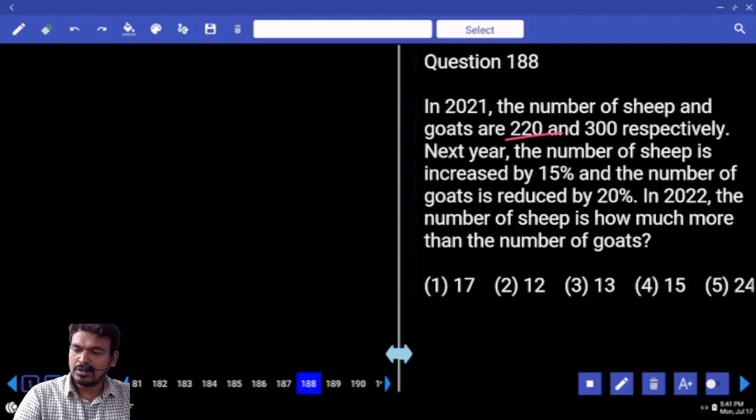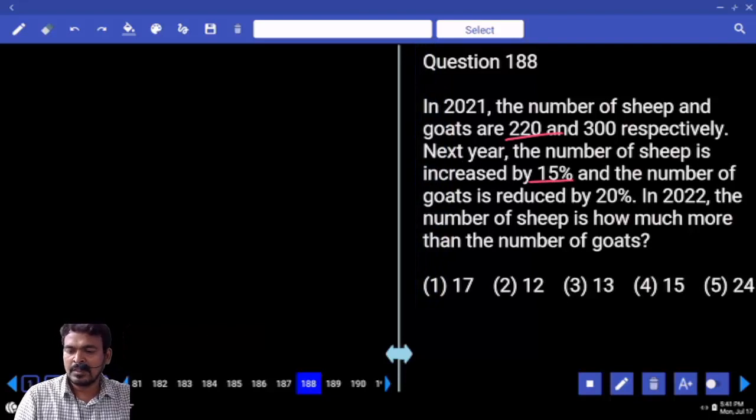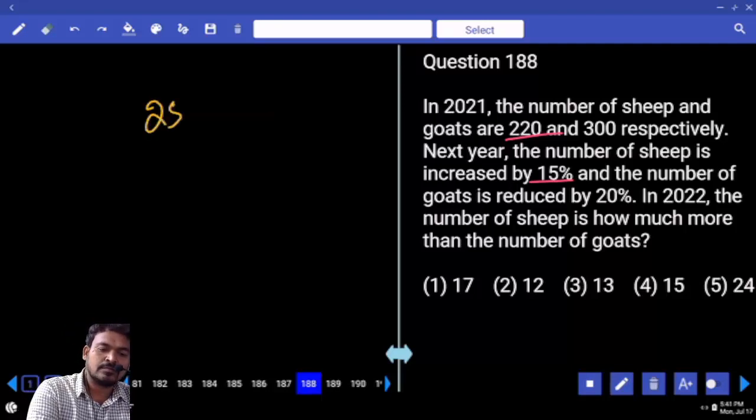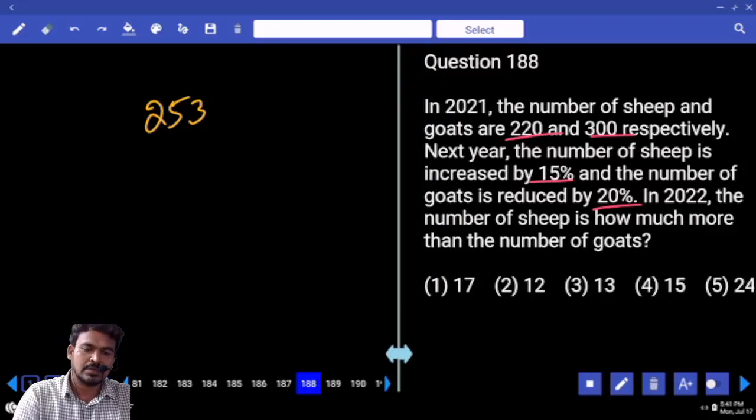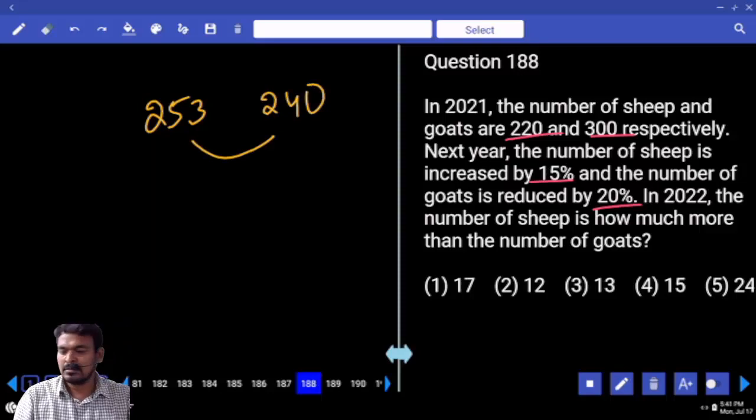Out of 220, how much percent is increased? 15%. 10% is 22, 5% is 11. 22 plus 11 is 33. Total it is 253. Out of 300, 20% decreased, meaning remaining 240. What is the difference? 13.